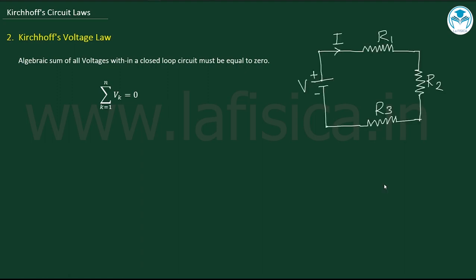Consider this circuit. Here V is the voltage source and R1, R2, R3 are resistors connected in series. I is the current through the loop. Then IR1 is the voltage drop across R1 and IR2 is the voltage drop across R2. Similarly, IR3 is the voltage drop across R3. Voltage sources we write as positive and voltage drops we write as negative. Then V minus IR1 minus IR2 minus IR3 equal to 0.